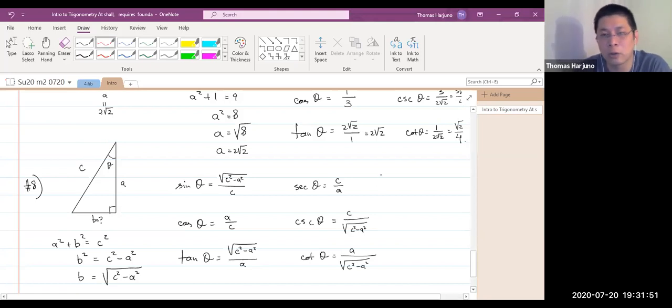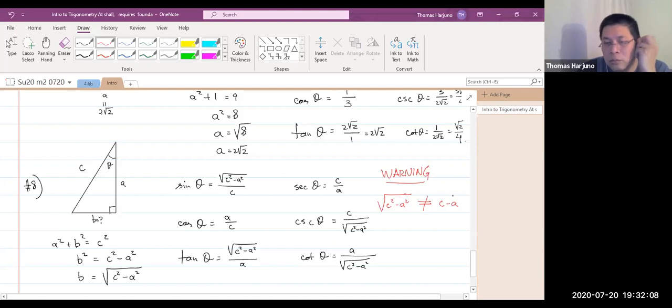But some warning though, warning. Maybe I need to write this down. I don't expect you to make this mistake, but just in case. Warning: the square root of c squared minus a squared is not equal to c minus a. No, it's not.